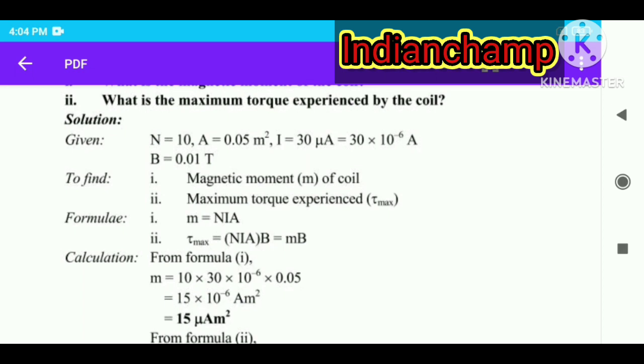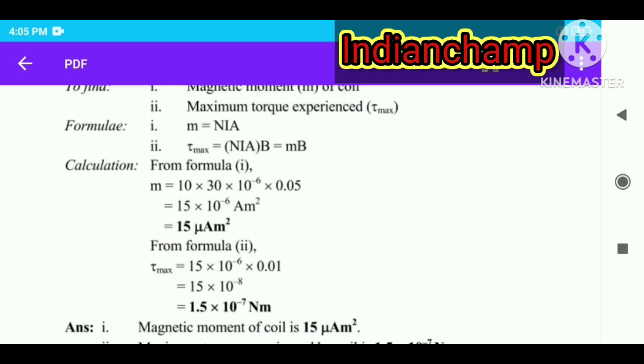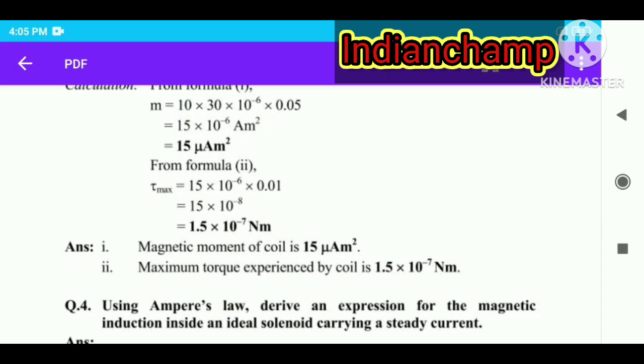From formula first, m equals 10 into 30 into 10 raised to minus 6 into 0.05 equals 15 into 10 raised to minus 6 A m square, that is 15 micro A m square. From formula second, tau max equals 15 into 10 raised to minus 6 into 0.01 equals 1.5 into 10 raised to minus 7 N m. Answer. First, the magnetic moment of the coil is 15 micro A m square. Second, the maximum torque experienced by the coil is 1.5 into 10 raised to minus 7 N m.